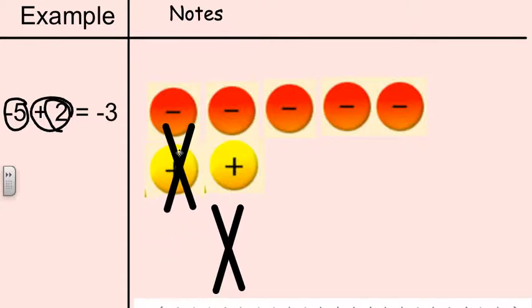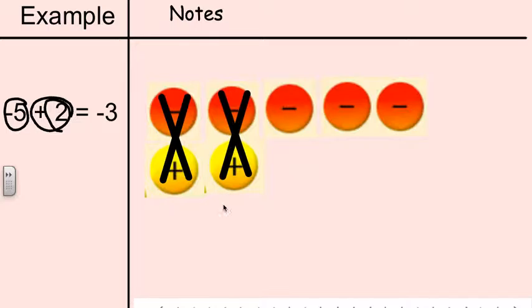Then I know that each positive and a negative, they're going to have their zero pair. They turn into 0. One's the additive inverse of the other. And so whatever remains is my answer. And in this case, I have 3 negatives that remain, which is why my answer is negative 3. So when I look at this as a negative 5 plus a positive 2, my answer was negative 3 when I was done.